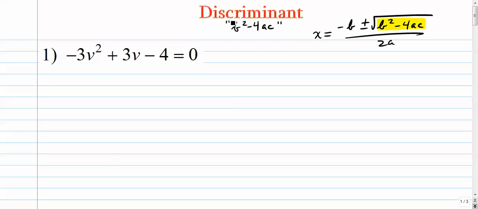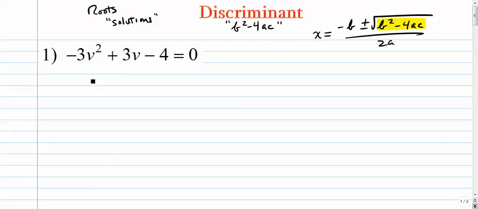And this really is kind of like the key, the trigger to understanding how many and what kind of solutions a quadratic has. And by solutions we mean roots, or basically, if they're real anyway, how many times the graph crosses the x-axis and where it does. You'll see that sometimes they don't, however. So this is a quadratic: negative 3v squared plus 3v minus 4 equals 0.